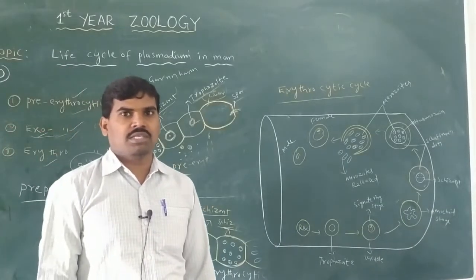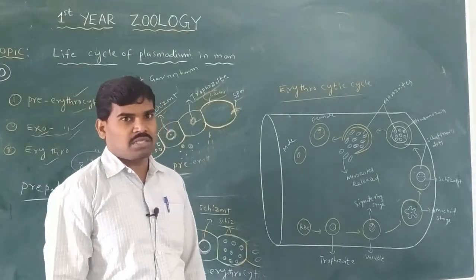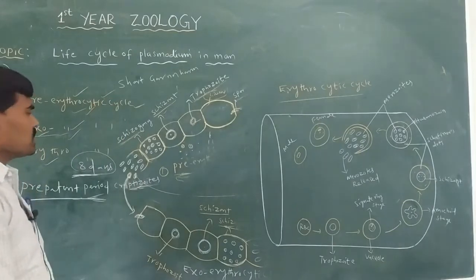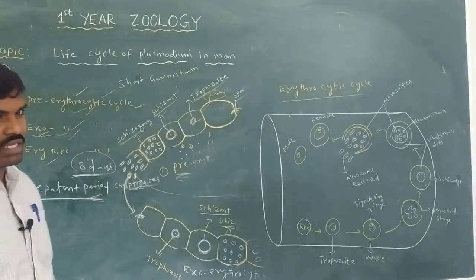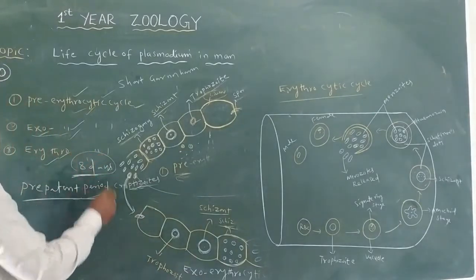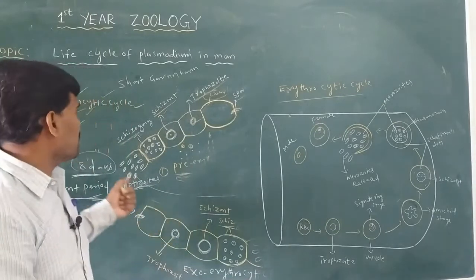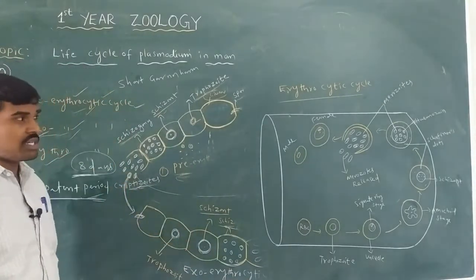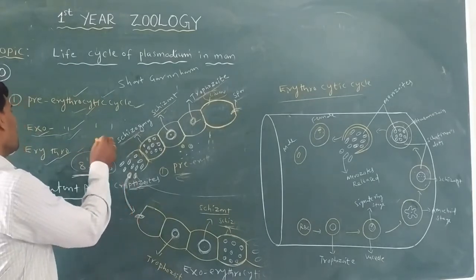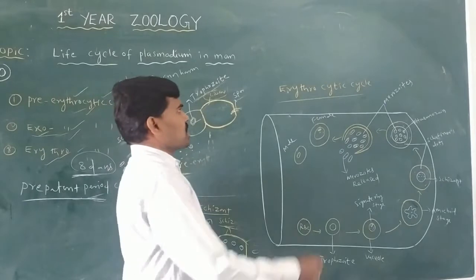Okay, students, the pre-erythrocytic cycle, the exoerythrocytic cycle, and the erythrocytic cycle we will discuss. Now we are going to learn the erythrocytic cycle in Plasmodium vivax. The cycle completed in the RBC is called the erythrocytic cycle.